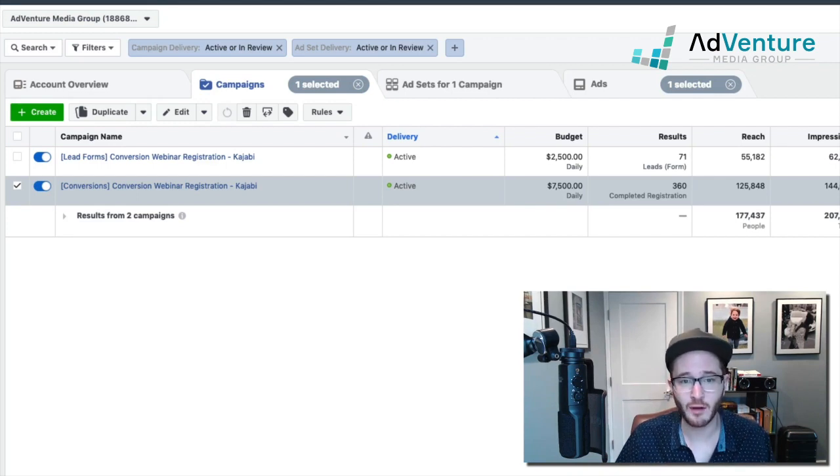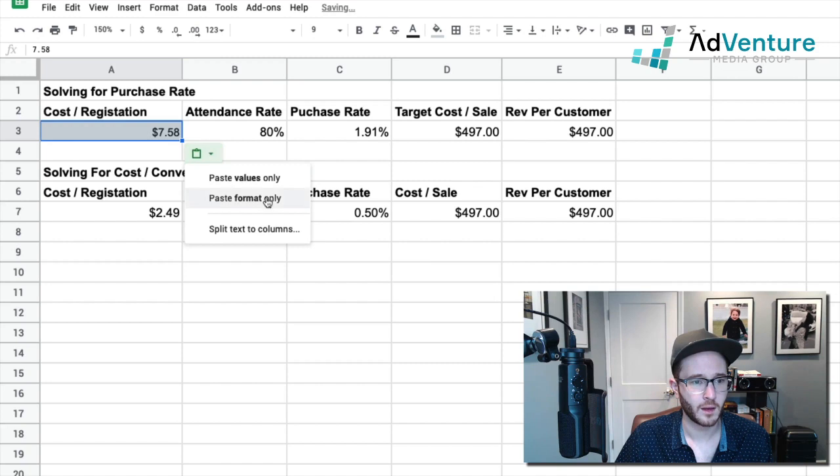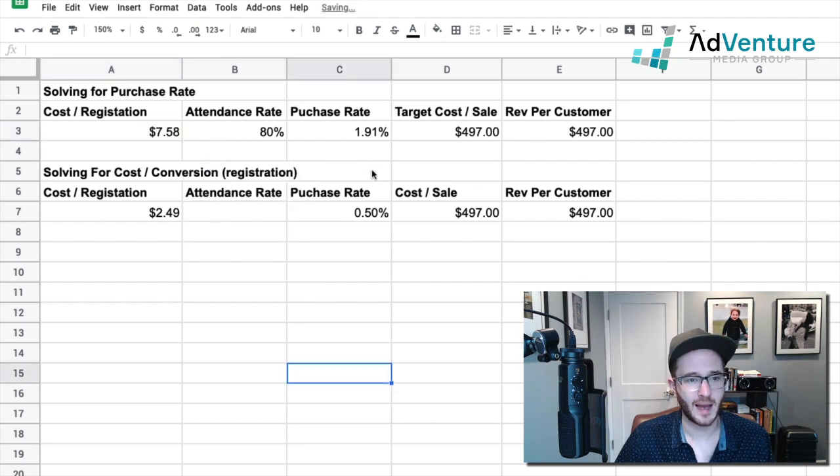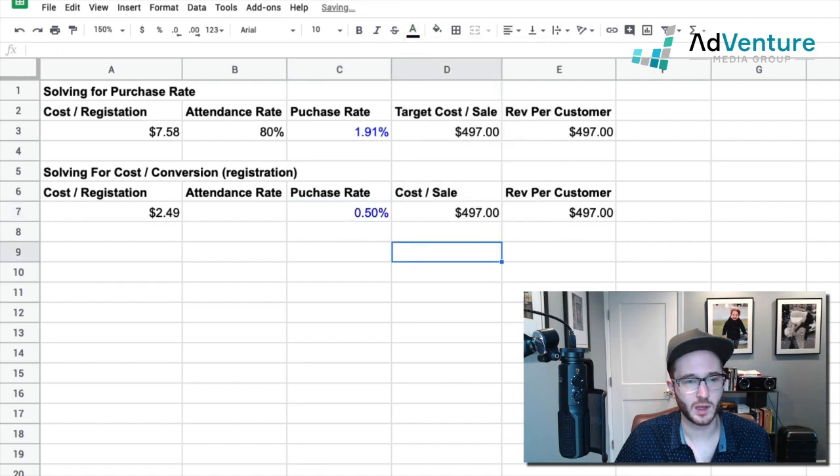The Facebook campaigns are now getting a very fair amount of registrations at $7.58. That's almost 3 times less than it was, 2.5 times less than it was. So I can just copy that number, go back into my template, and now my cost per registration is $7.58. And that means I would need a 1.91% purchase rate. See this piece updated right here. We can make this blue to show that it's a formula.